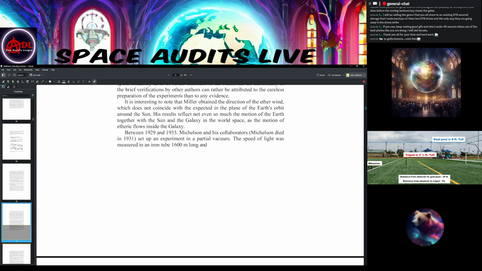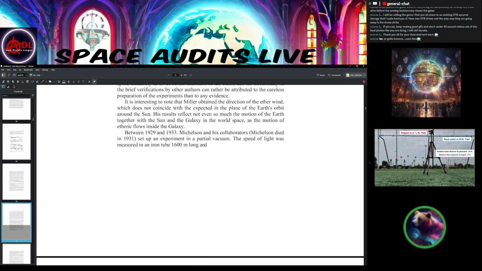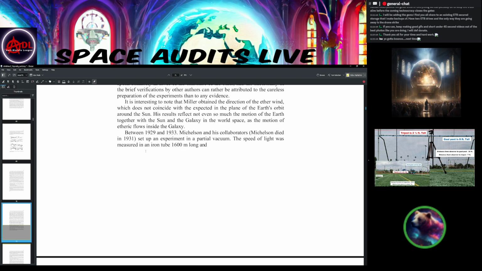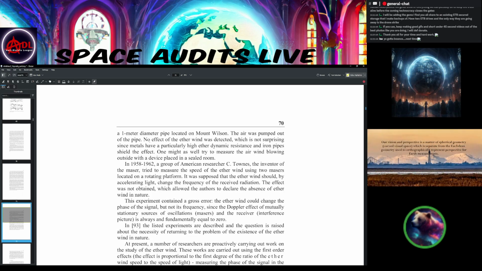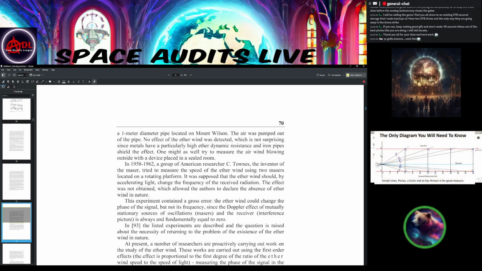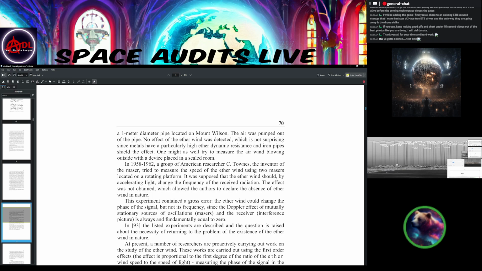Between 1929 and 1933, Michelson and his collaborators (Michelson died in 1931, peace be upon him) set up an experiment in a partial vacuum. The speed of light was measured in an iron tube 1,600 meters long and 1 meter in diameter. The pipe was located at Mount Wilson. The air was pumped out of the pipe. No effect of the ether wind was detected, which is not surprising since metals have a particularly high dynamic resistance and iron pipes shield the effect. One might as well try to measure the air wind blowing outside with a device placed in a sealed room.